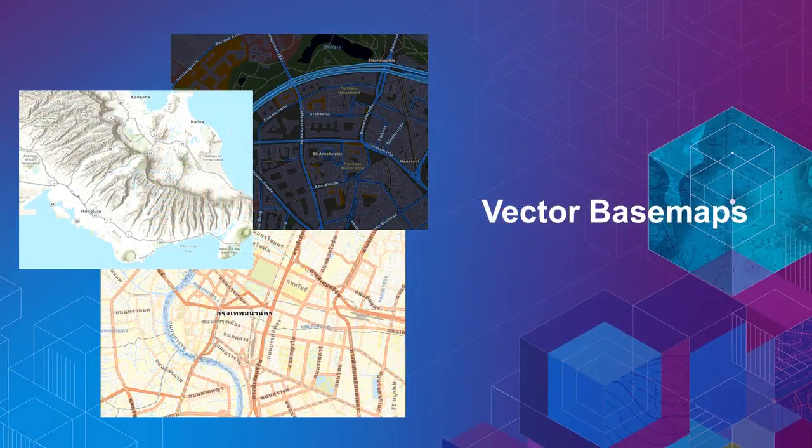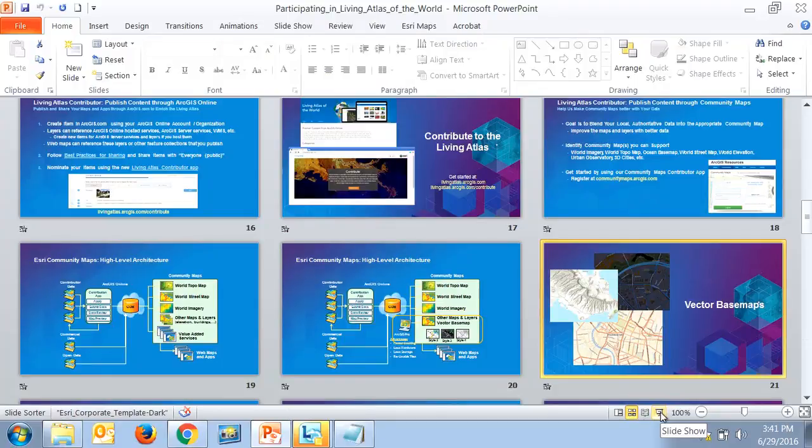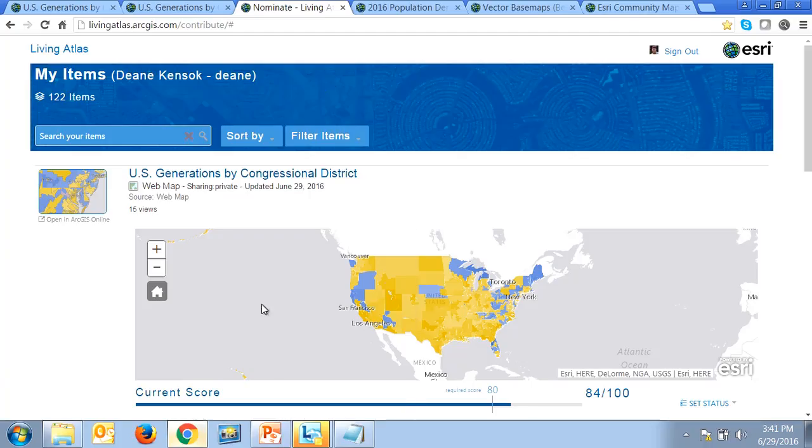And with that, I'm going to quickly show you this. A lot of our existing community maps contributors have been asking about participating in our vector basemaps and whether their data will be included. And we are including their vector data. And I wanted to show you a little bit how that looks.